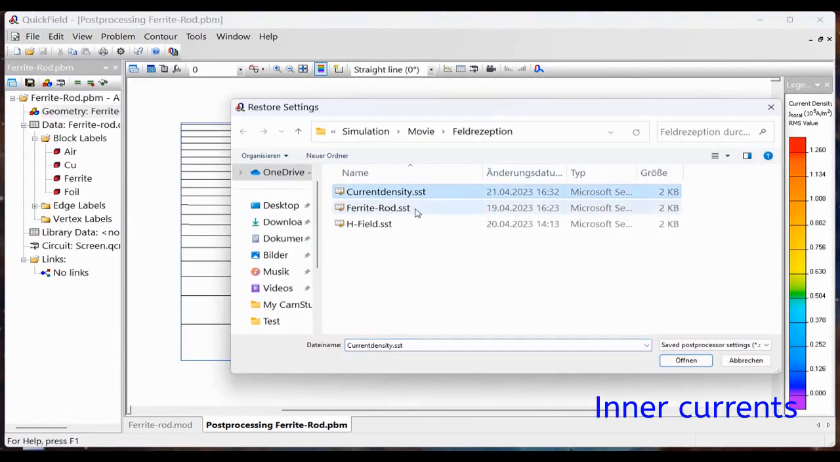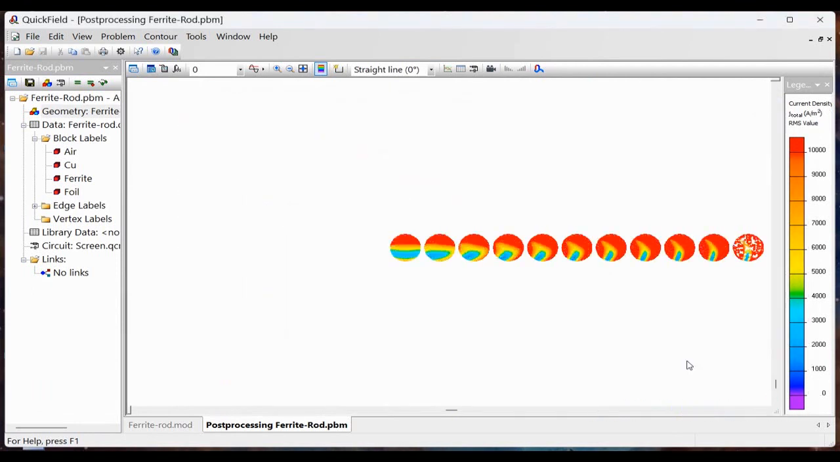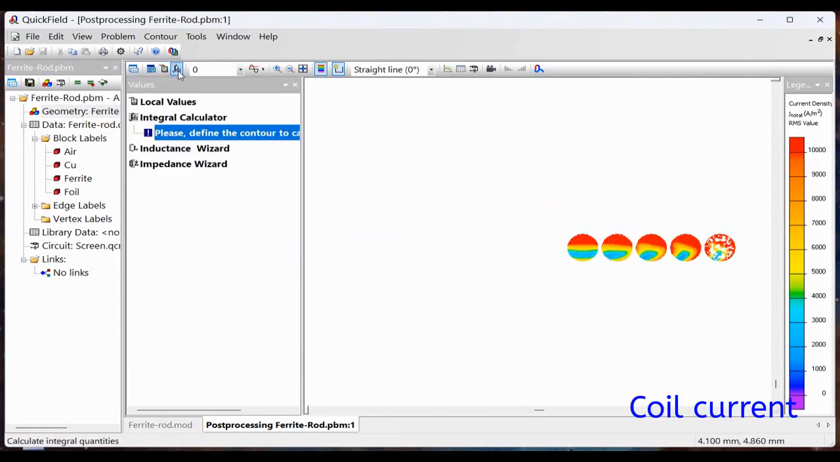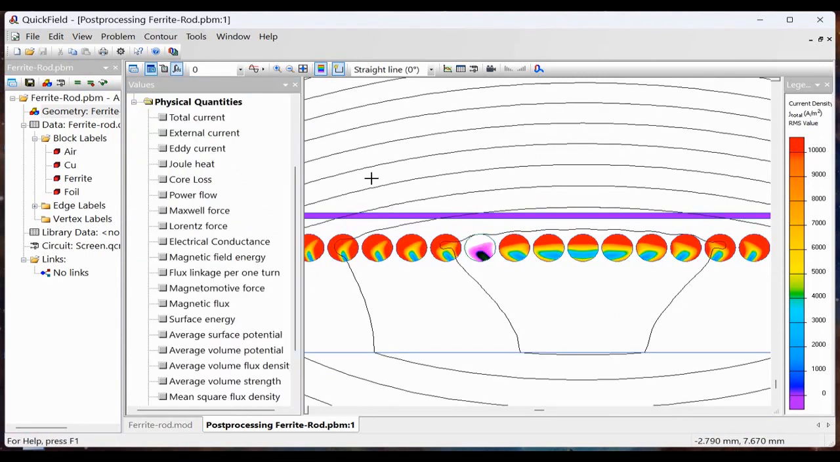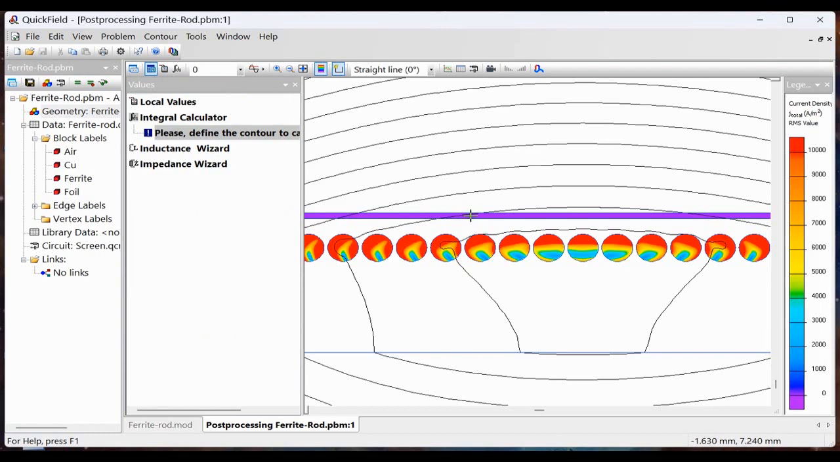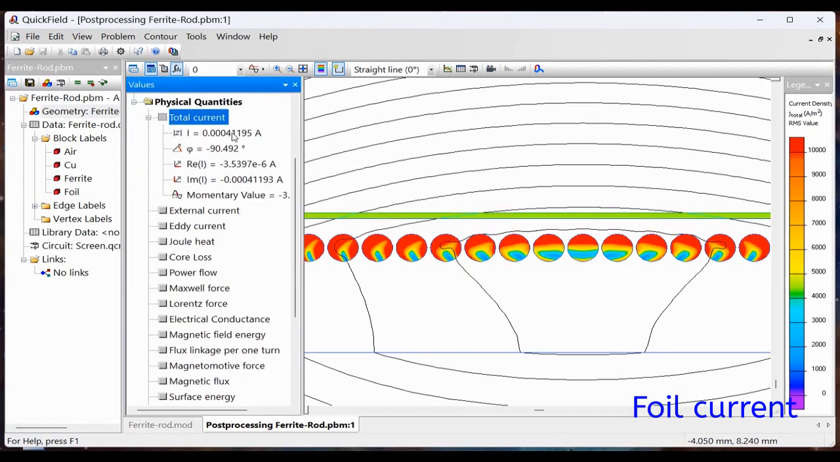Now the inner currents are in focus. For the coil current, it's necessary to mark just one winding. The short circuit current in the coil becomes about 1.9 milliamps, while the current in the foil is about 0.4 milliamps.